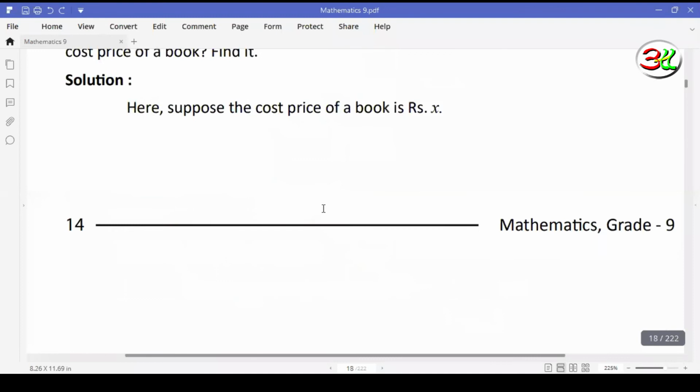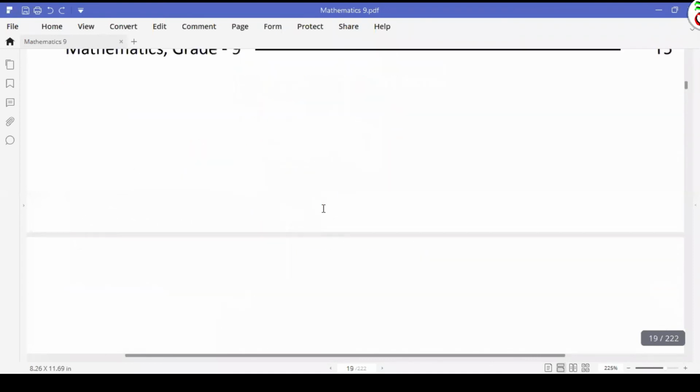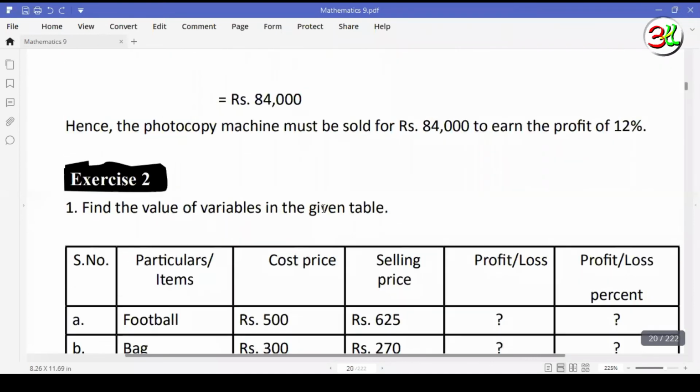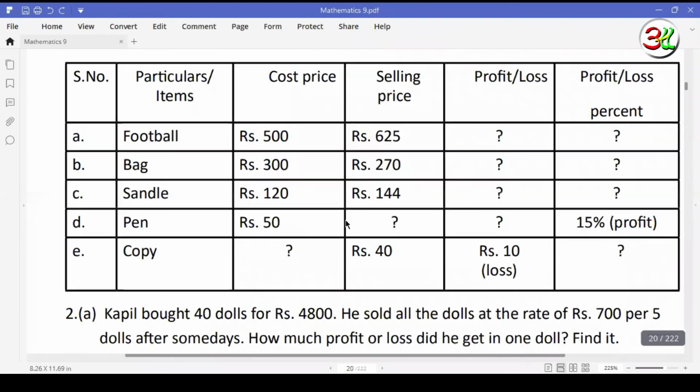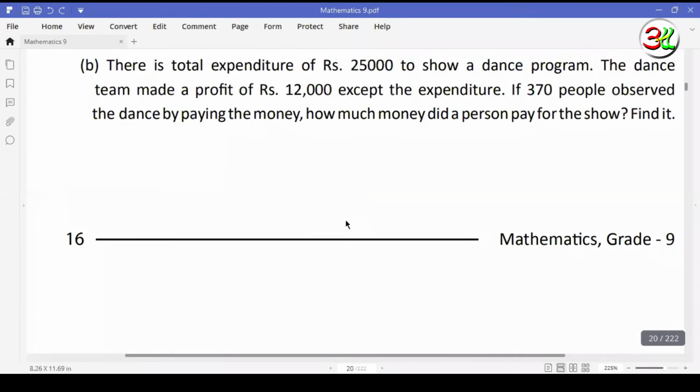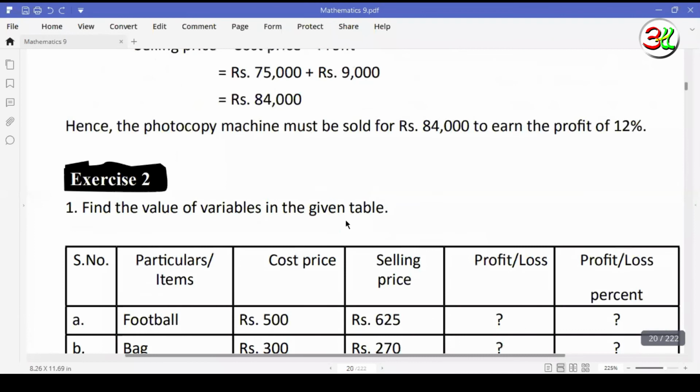Okay, here. What is the page number? Page number 16. Exercise 2. First question. What does it say?